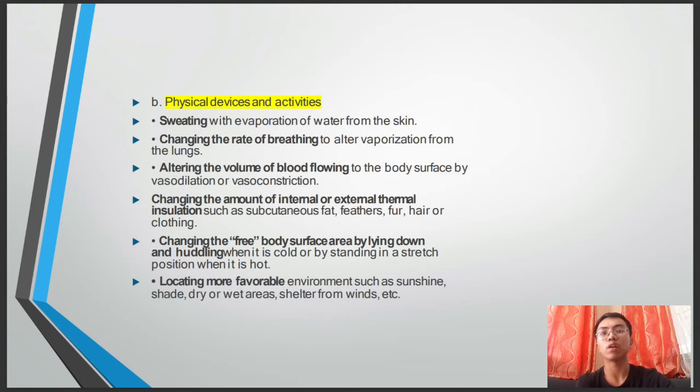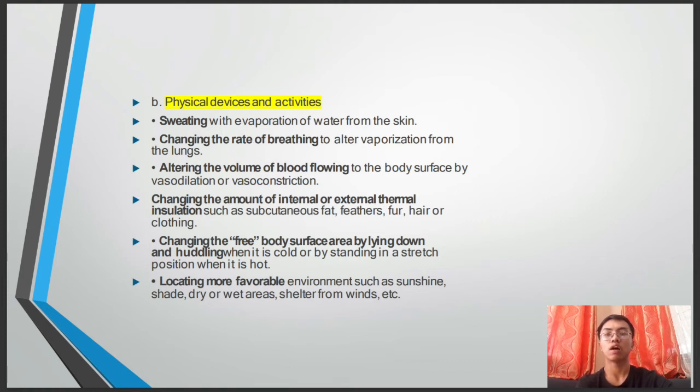Altering the volume of blood flowing to the body surface by vasodilation, vasoconstriction. Changing the amount of internal or external thermal insulation. Changing the free body surface area by lying down and huddling when it is cold. And locating a more favorable environment such as sunshine, shade, dry or wet areas, shelter from winds, and so on.